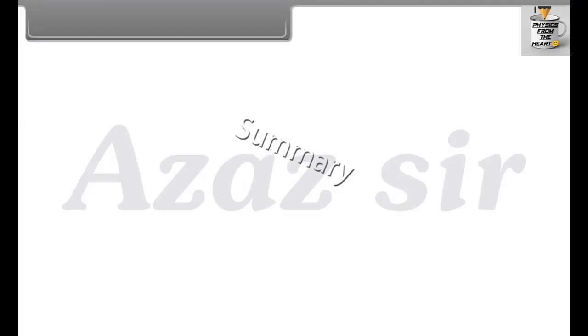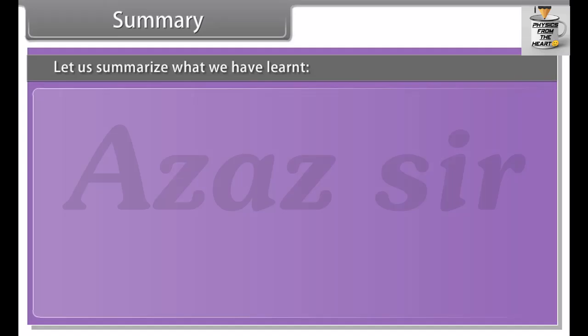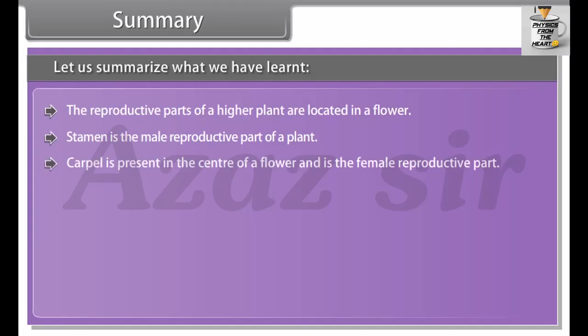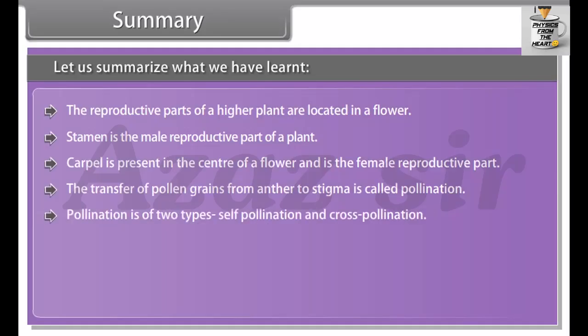Summary. Let us summarize what we have learned. The reproductive parts of a higher plant are located in a flower. Stamen is the male reproductive part of a plant. Carpel is present in the center of a flower and is the female reproductive part. The transfer of pollen grains from anther to stigma is called pollination. Pollination is of two types: self-pollination and cross-pollination.